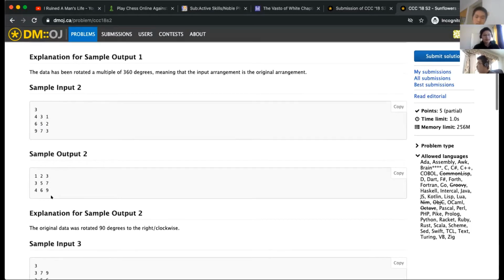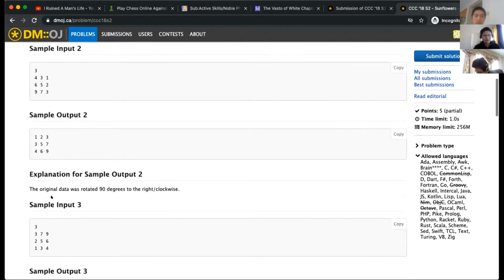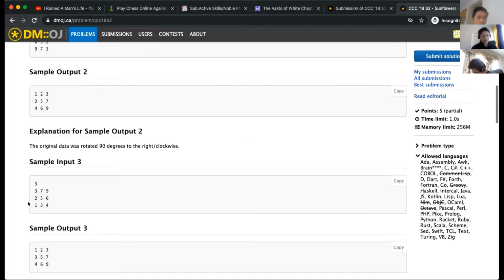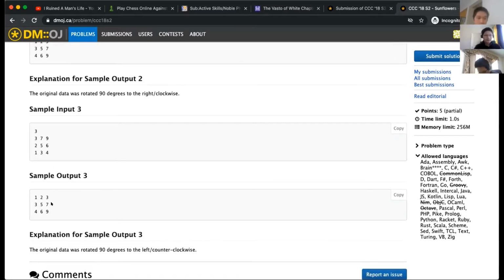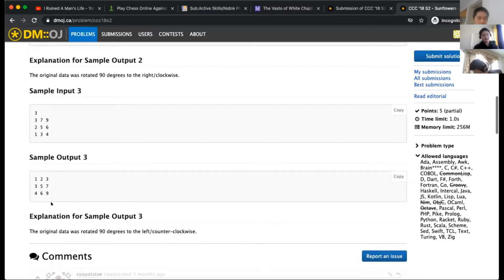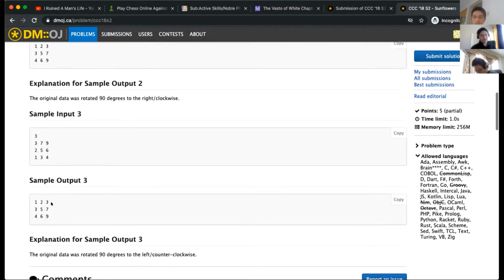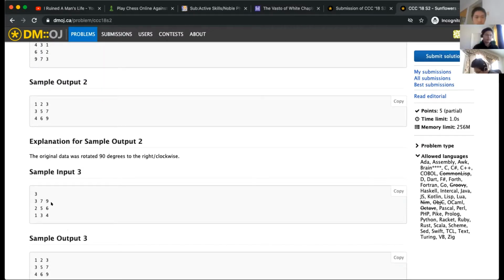Something you should realize pretty quickly is it doesn't really matter which way we turn it, whether it's clockwise or counterclockwise, because when you think about it, turning it 270 degrees clockwise is the same as turning it 90 degrees counterclockwise. So right now, our main objective here is to find how we can rotate a 2D grid by 90 degrees.